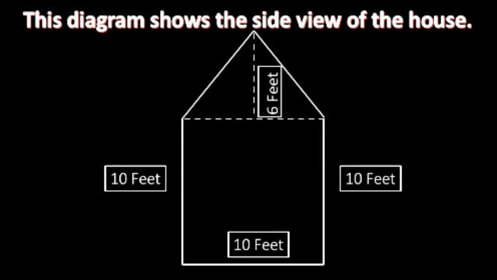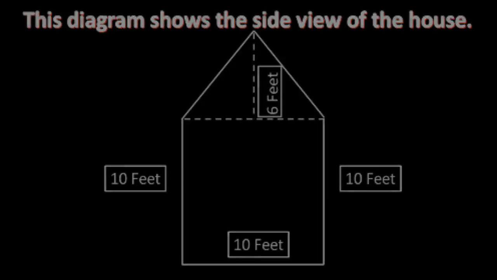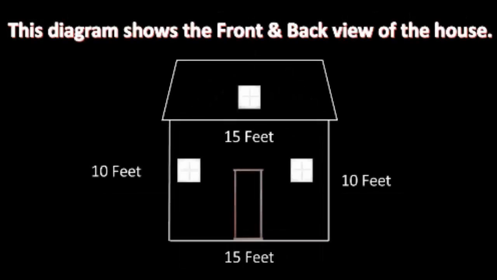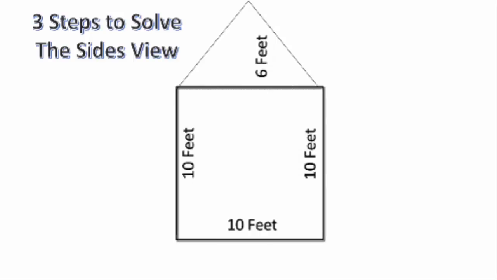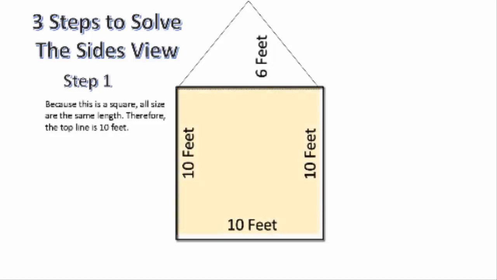This is the diagram that shows the side view of Johnny's dream house. This is the front and back view of the house. To solve the side view, there are 3 steps. Step 1. Because this is a square, all sides are the same length. Therefore, the top line is 10 feet.